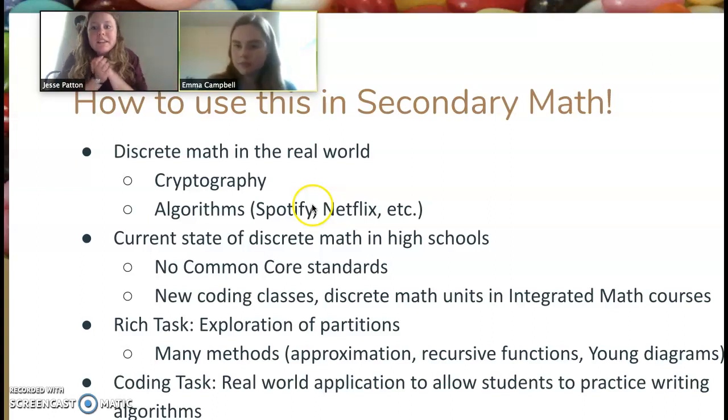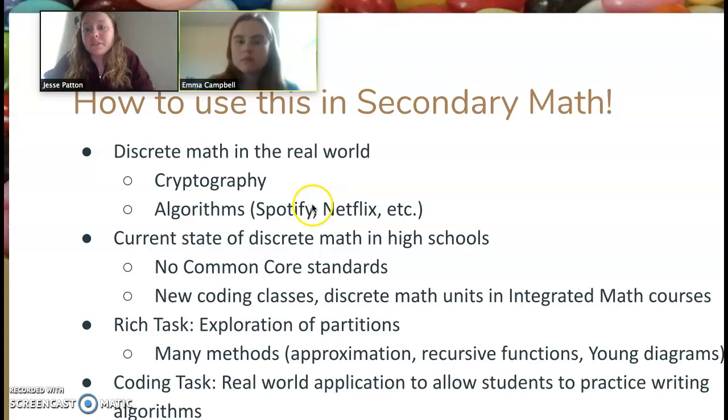And so some ways that we could incorporate it might be incorporating a coding class and working with them to bring coding into the math classroom, doing discrete math units sprinkled in, or maybe just one to introduce it to your students and see how it goes.